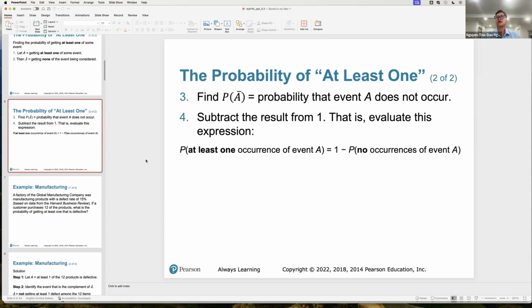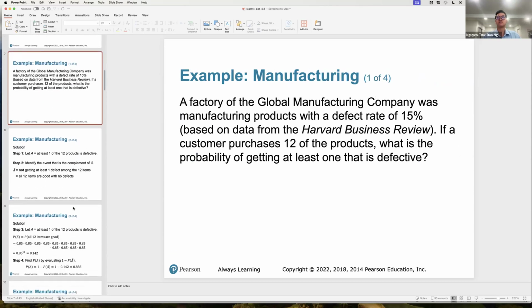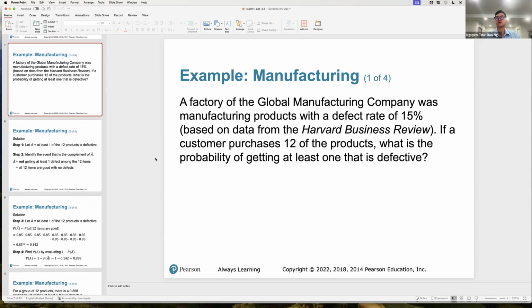The probability of at least one: finding P of A bar equals the probability that event A does not occur. Then subtract that from 1. These are just all the steps, right? And now it's your turn. Let's do this example, manufacturing.